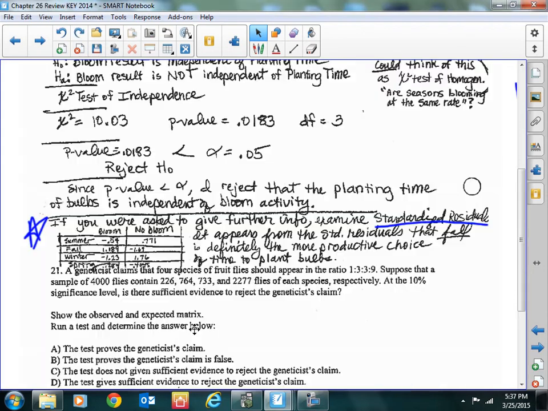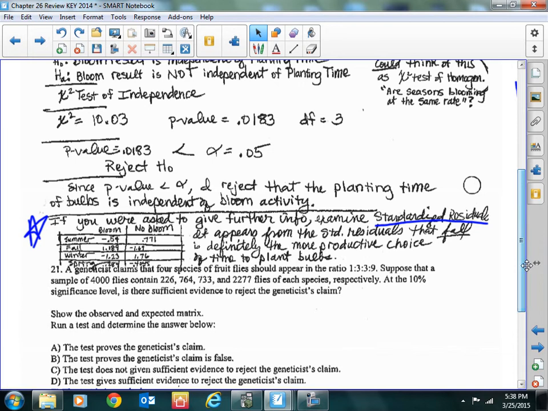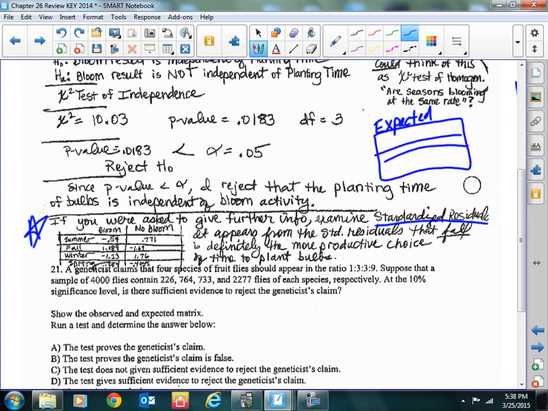Now, I can see that I did this and it's kind of tricky. I'm thinking, how did I do that if I don't even have the expected written here? I would have had to come up with the expected matrix and listed that here, for blooming and not blooming and so on. So I would have come up with that and done observed minus expected over the square root of expected for each one of those spots.